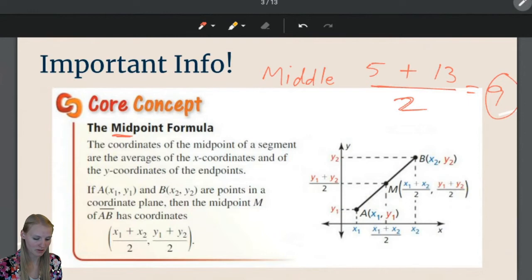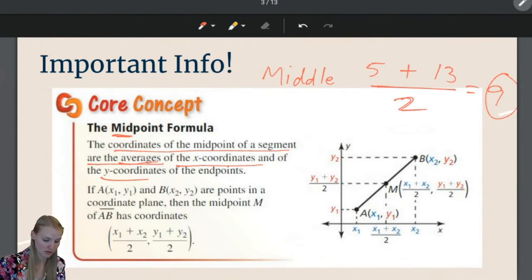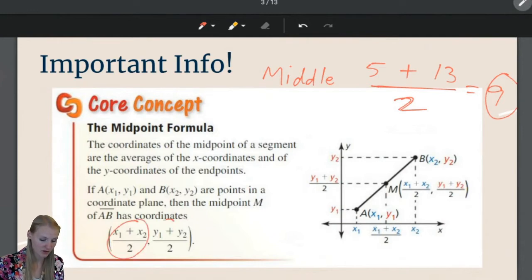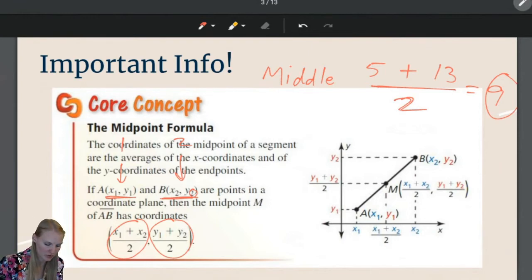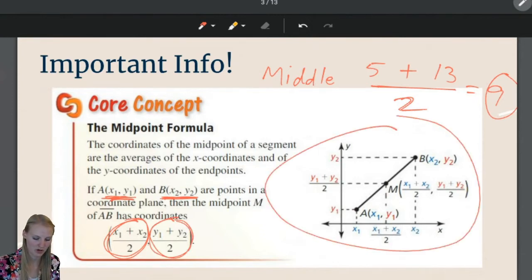Now, the coordinates of the midpoint of a segment are the averages of the x-coordinates and the y-coordinates of the endpoints. So all you have to do to find a midpoint is average the x's and average the y's. That's it. If A has coordinates x1, y1, and remember these are some numbers, we just don't know what the numbers are, and B is x2, y2, those little numbers underneath just say this is point number 1 and this is point number 2. So don't get scared by those. If we have A and B, I take the average of the x's and the average of the y's. And this is a nice picture that illustrates all of that.